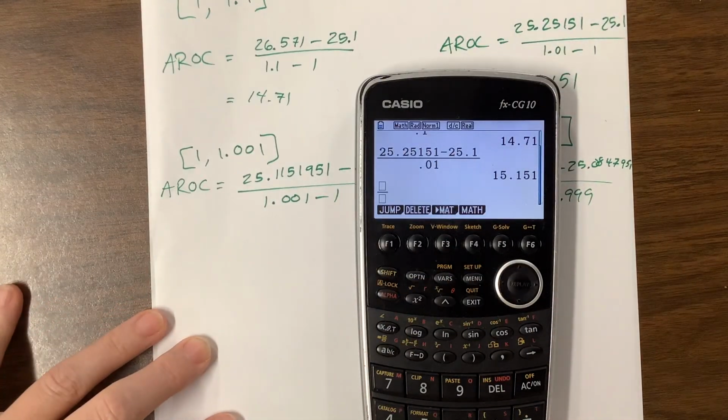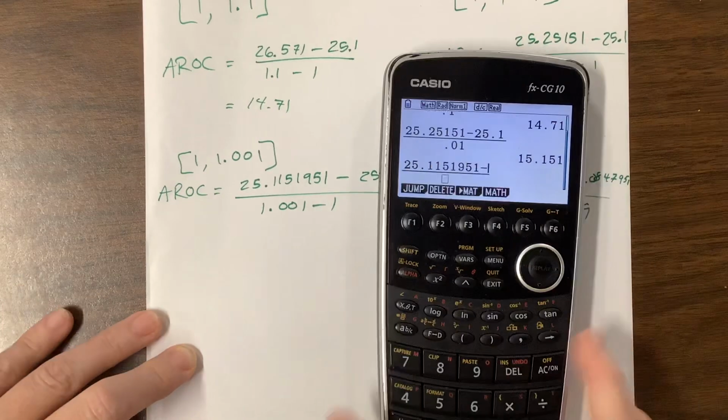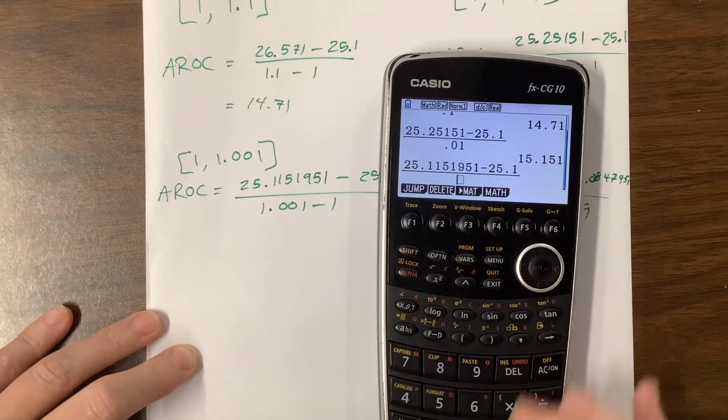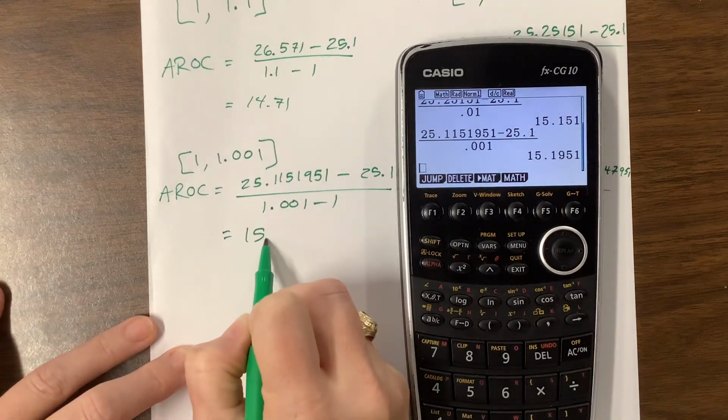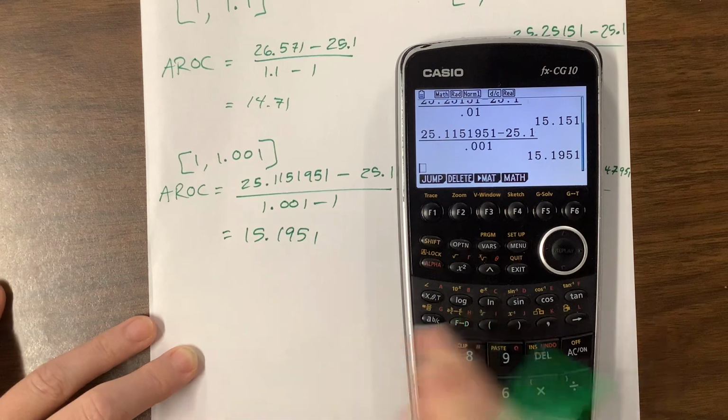Then over here, okay, here goes nothing. Set up my fraction again. I have 25.1151951. That's ridiculous. Minus 25.1. This has a point to it, so when we subtract, and so now we get something like this. This is equal to 15.1951.